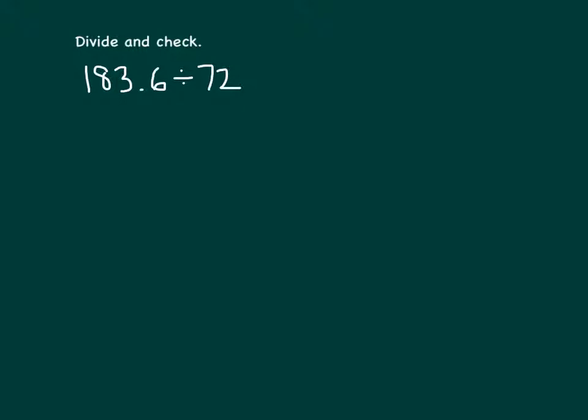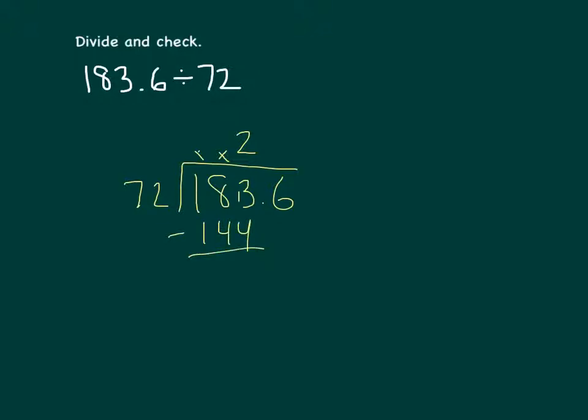One more example problem here. I have 183 and 6/10 divided by 72. 72 does not go into 1. It does not go into 18. It goes into 183 about 2 times. If I said that's about 70 and about 180, it's going to go about 2 times. 3 times is too much. So I'm going to get 144. I subtract, and I get 39. 39 is less than 72, so I'm good to go.